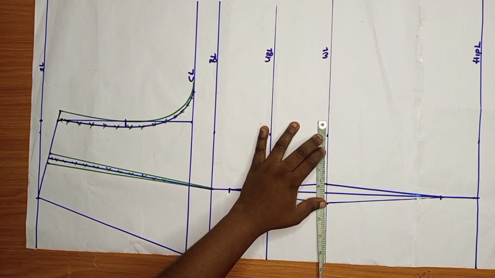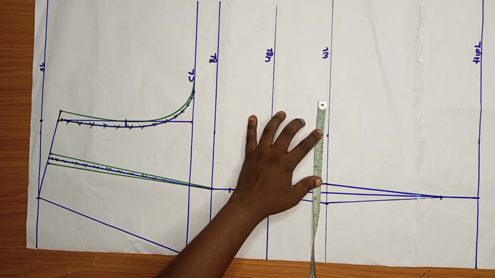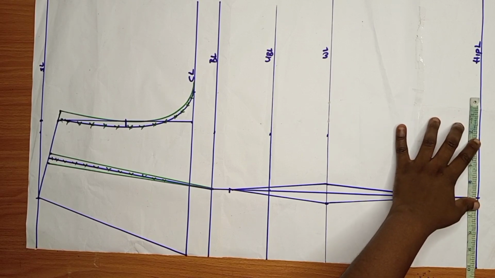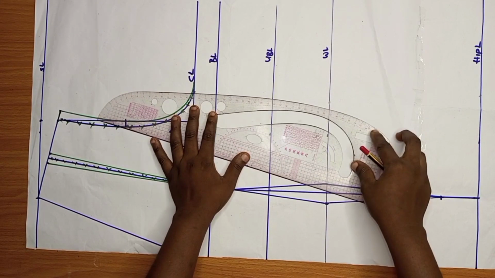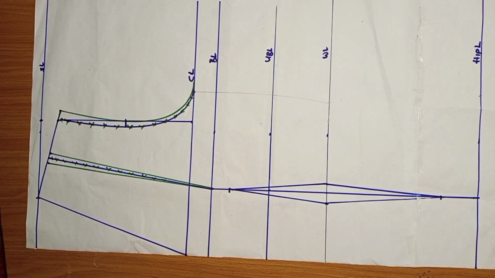Now I'm going to be taking my waist measurement of 8.5 inches after dividing by 4. I'm going to replace the dart intake of 1 inch, and then I will go to my hip line. I'm going to take my hip circumference after dividing it by 4. I have 10.5 inches. I'll go ahead and connect it this way with my pencil first.